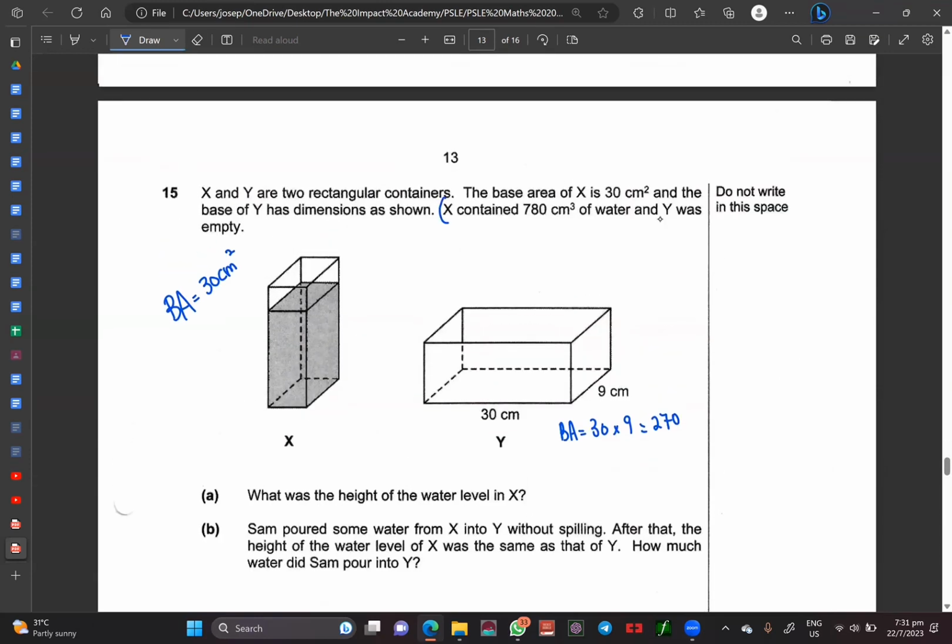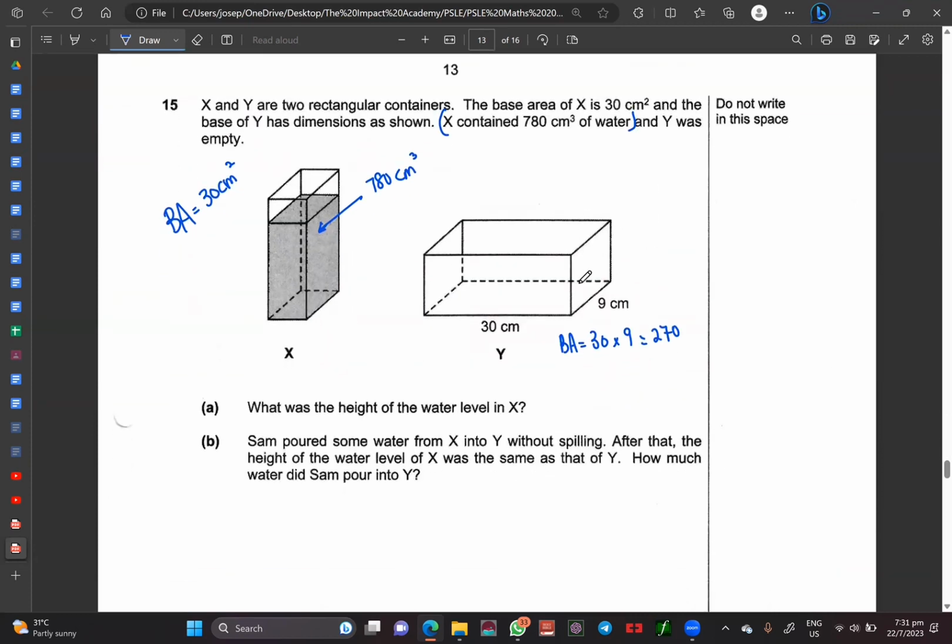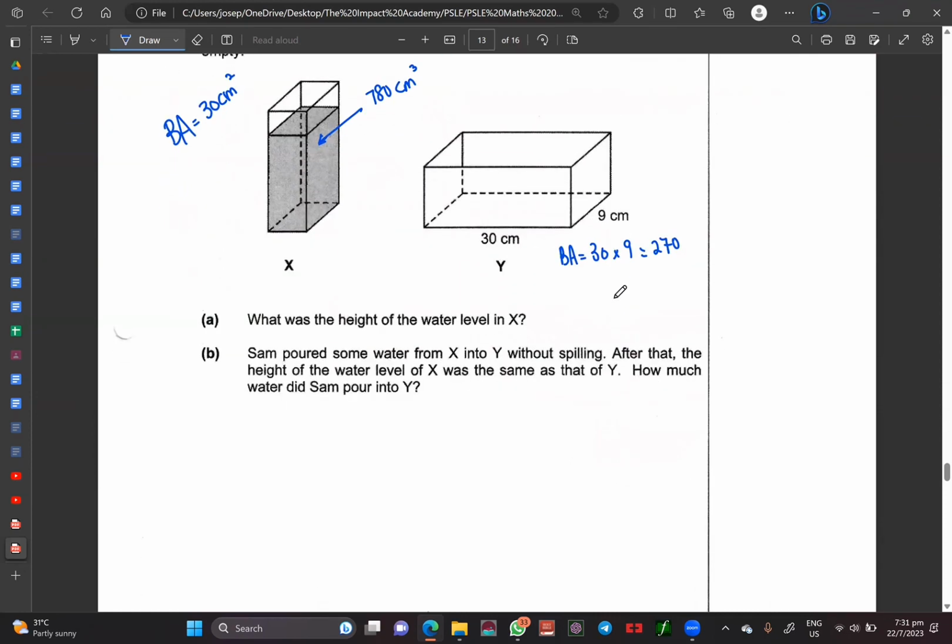They say X contains 780 centimeter cube of water. So how much water is inside? 780 centimeter cube. Now, Y is empty, right? So the question wants us to find height. Guys, you got to be very sensitive, and you probably have heard this 1,000 times from me, right? I'm quite naggy when it comes to such things. Whenever you see height, it is always volume over base area. It is always volume over base area.